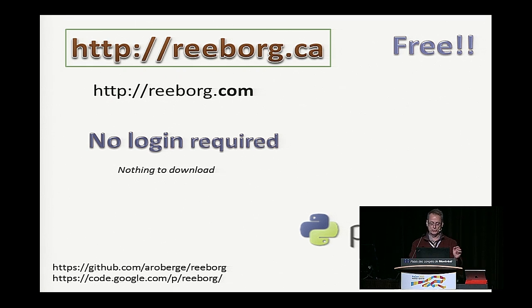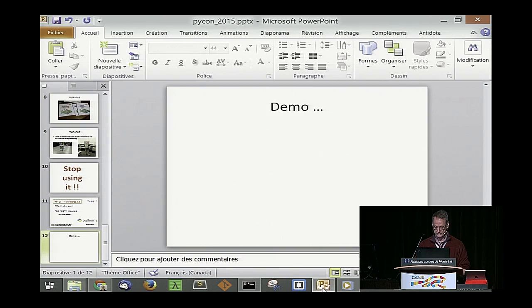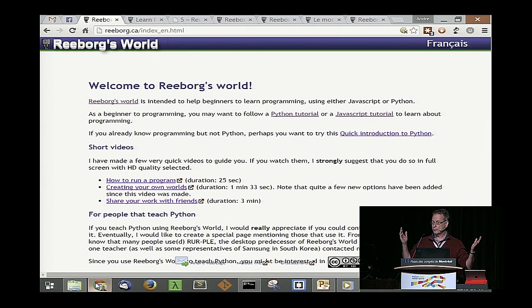There's a newer version called Reborg.ca. It's Python 3, not Python 2. Totally free. Rurple was also free, but this one does not require download. It's on the web. No login required. It's just there. Let's see how that will show. If you go to Reborg.ca, that's what you will see. You could go to the French version if you wanted.